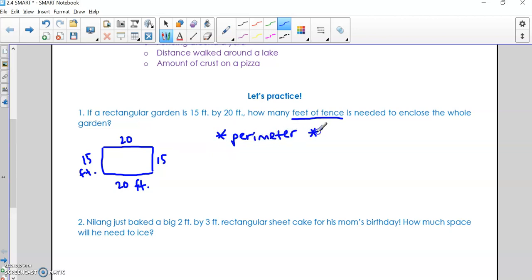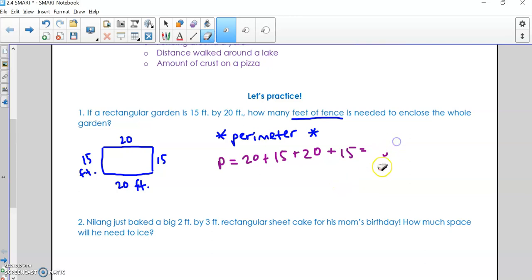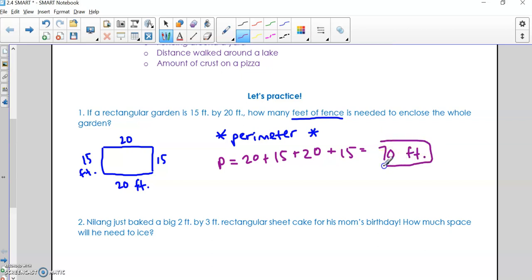The first step in these problems is oftentimes deciding just which one you need, area or perimeter. Because once you decide, then you can figure out how to do it, right? We know that to find perimeter, we have to add all of the sides. So I add 20 plus 15 plus 20 plus 15. Okay, and this is going to give me a final perimeter. Oops, not 3. Oh, geez. Go the eraser route. Alright, it's going to give me a perimeter of 70. And because we're talking about perimeter, my unit should be feet.